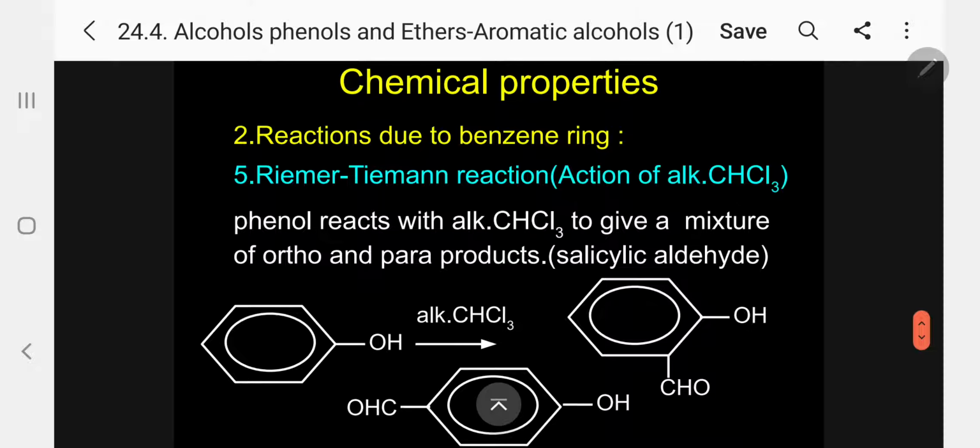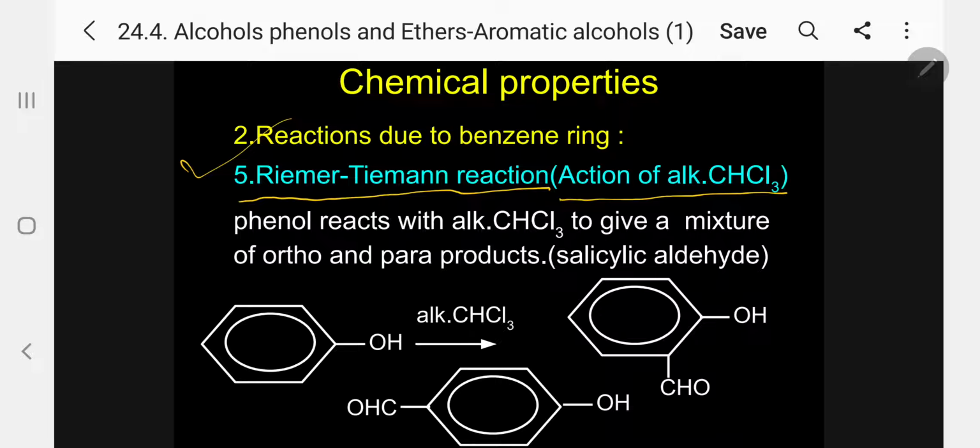Next one. Another important reaction due to the benzene ring is the action of alkaline chloroform. That is called the Reimer-Tiemann reaction. Please follow. Here we are introducing an aldehyde group. This is the most important reaction.